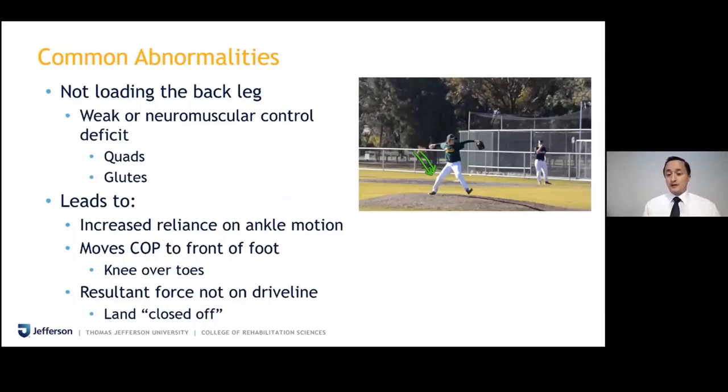We want to keep that weight through the heel. When the center of pressure goes up to the toes, we don't have much ankle motion to begin with. So if we're tight in the ankle and we go up through the toe, we're really going to push off early in addition. Then we're going to push off in a direction that sends us off the drive line, and we're going to be in a very closed off position. And then we're going to have a hard time redirecting ourselves back over to the left for a right-handed pitcher as we get into the later phases of the throw.